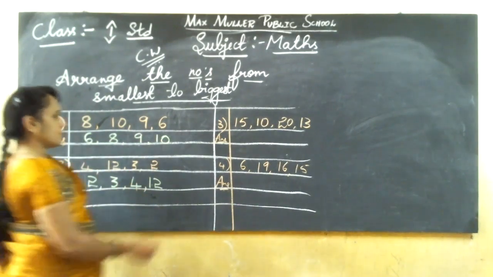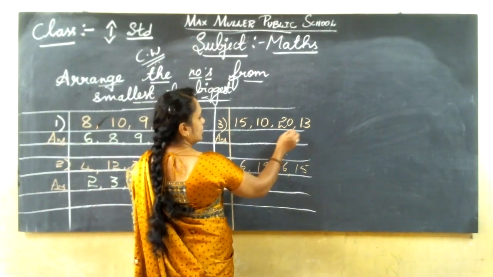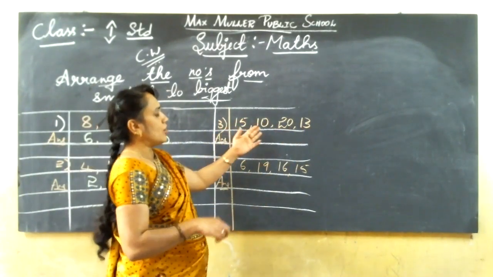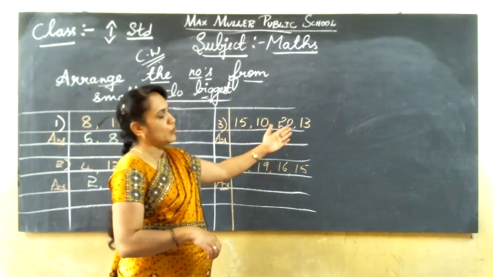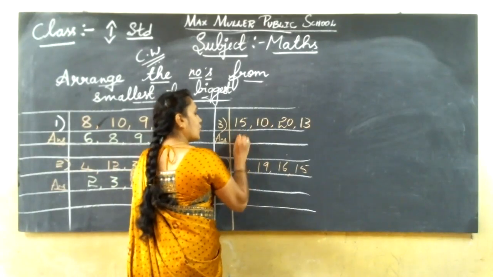Okay. Next, come to the third sum. In this, 15, 10, 20, 30. Slowly you think. Which is smallest, you think? 15 is small, or 10 is small, 20 is small, or 30? Which is smallest? Yes, 10 is the smallest.